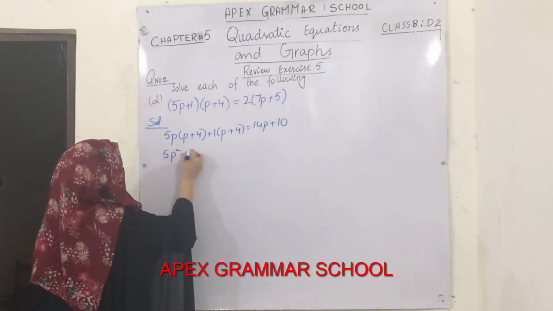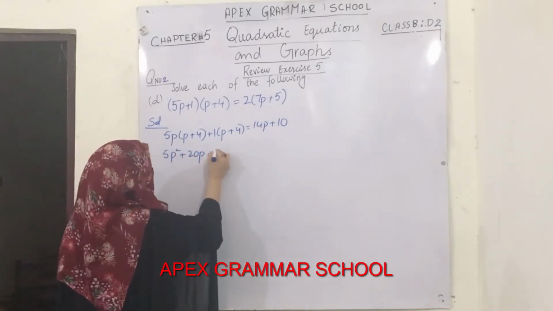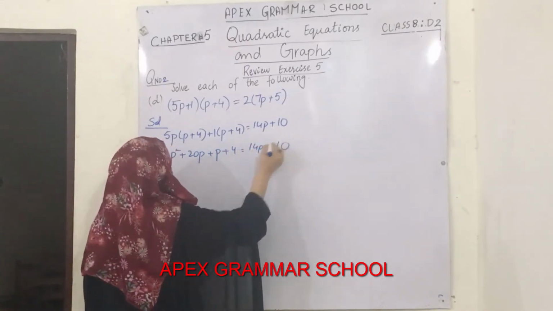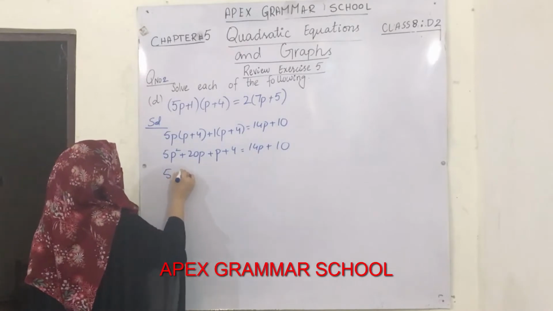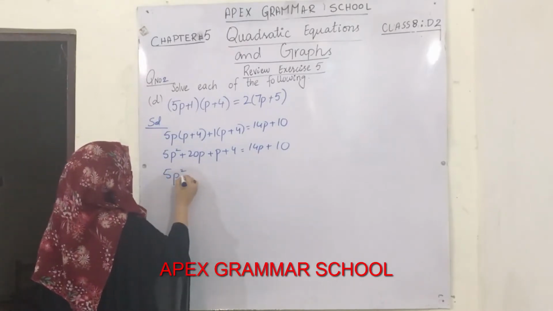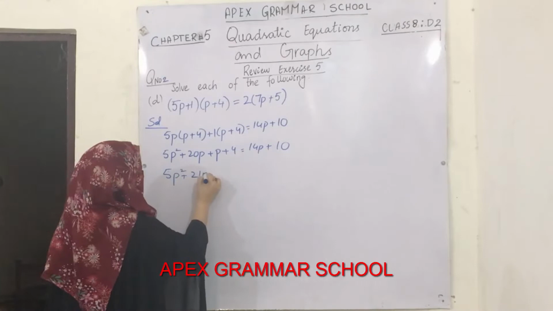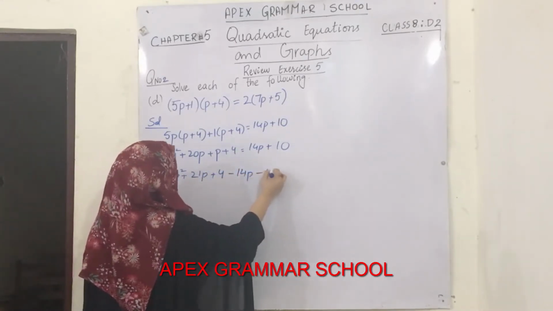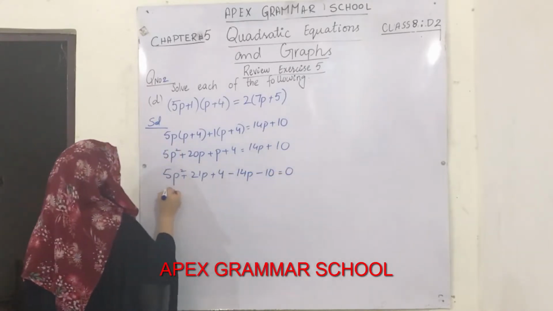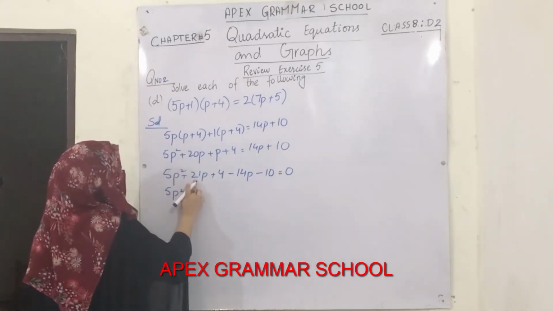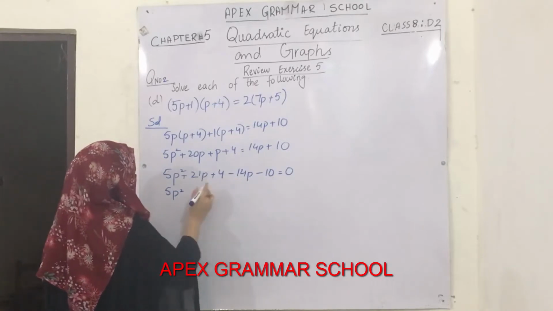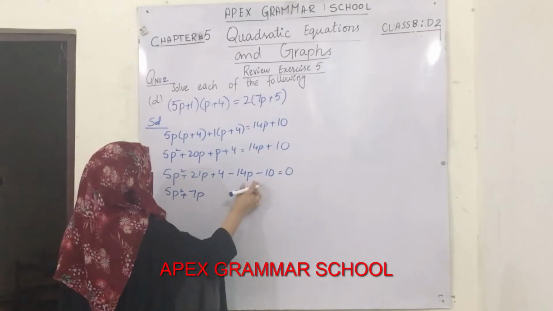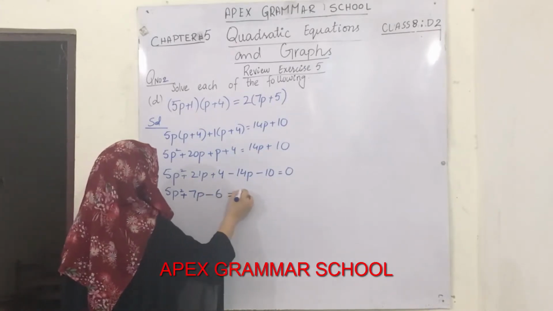5p² + 20p + p + 4 = 14p + 10. 5p², 20p + p, both are like terms, so it will give us 21p + 4 − 14p − 10 = 0. 5p² + (21p − 14p is) 7p + 4 − 10 is −6 = 0.